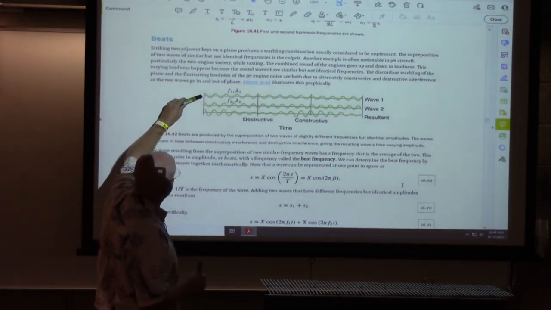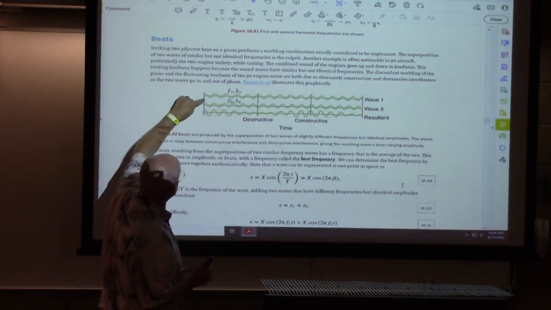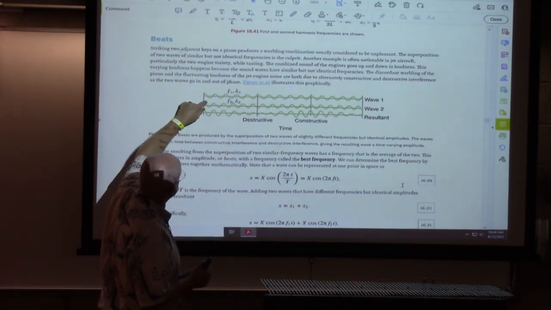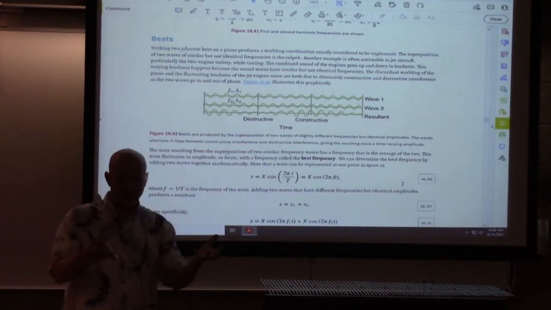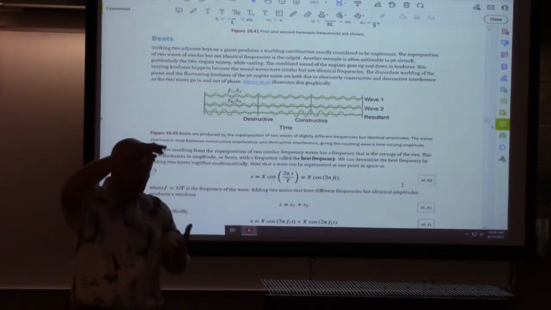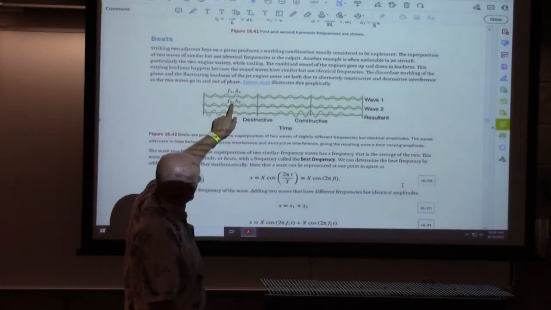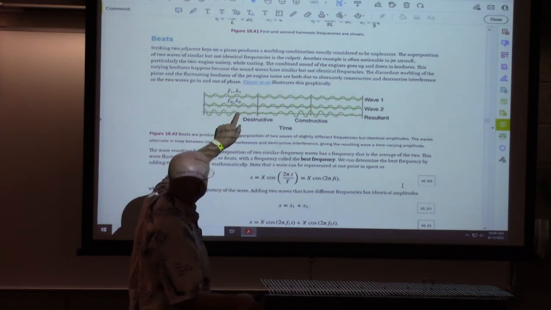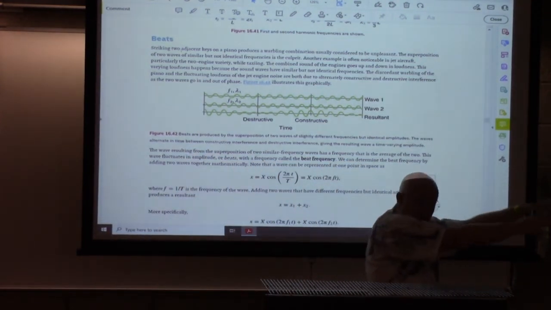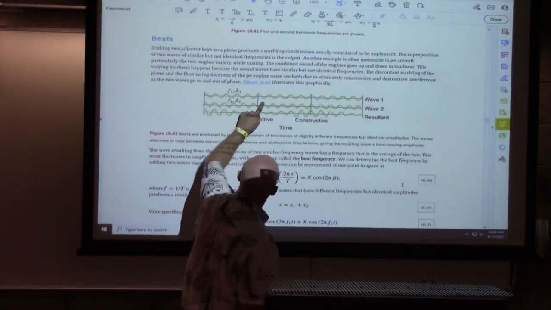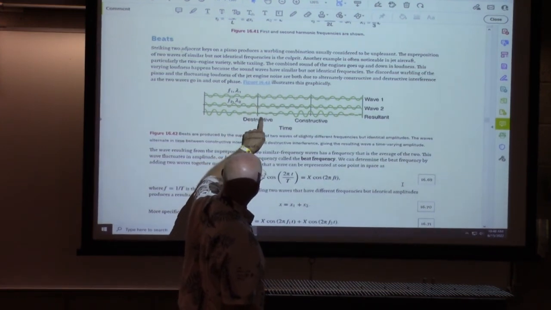So here's wave one, and here's wave two. And so at the beginning, crest lines up with crest and trough lines up with trough, and so you get what we would call constructive interference. You get big crests and big troughs. But because they have a slightly different wavelength or slightly different frequency, a little bit later after they've traveled, a little bit later in time, the crest of one lines up with the trough of the other and they begin to have destructive interference.